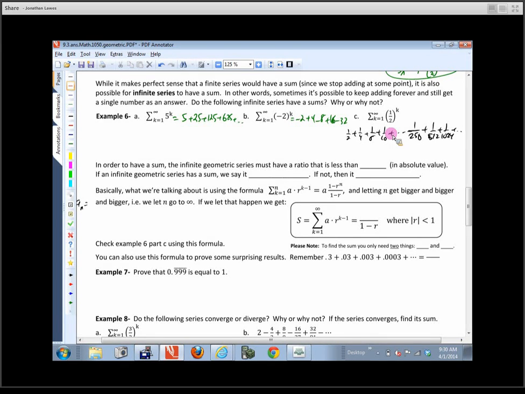10 to the -31st. So that means a decimal, 30 zeros, and then you'd see a 7. So a tiny, tiny number. So I'm going to show you a little demonstration.